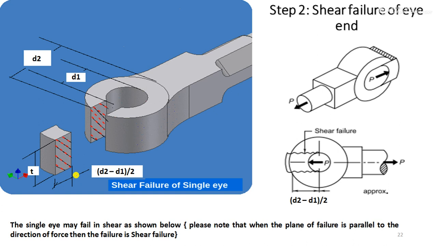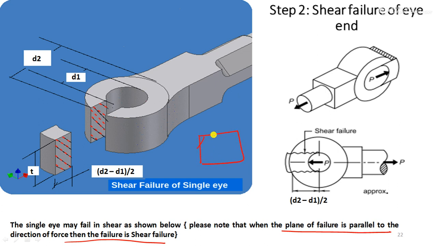Now shear failure. Guys, try to understand that this is an eye end, right? So if you consider this eye end, look at this figure and look at this figure. This is a force P which is acting. First of all, understand that in the initial case this plane was perpendicular to the force. Now when the plane of failure is parallel to the direction of force, consider this plane.